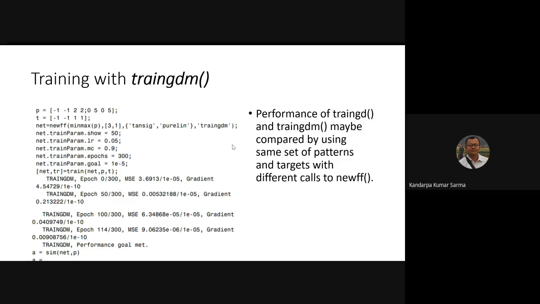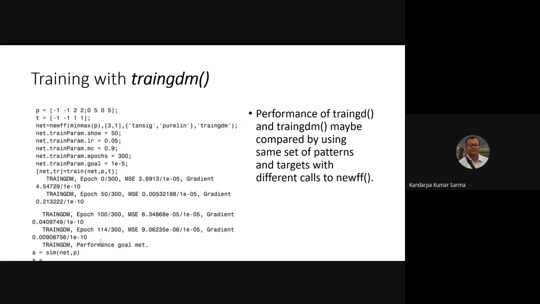So here is one such training. Most of the things are similar, but the function here is changing. That is train GDM. This is a built-in function. Previously, we have written train GD. Now we are writing here train GDM. You might recall that in the previous case, the number of epochs required were about 273, but now you see it is coming down to 114.